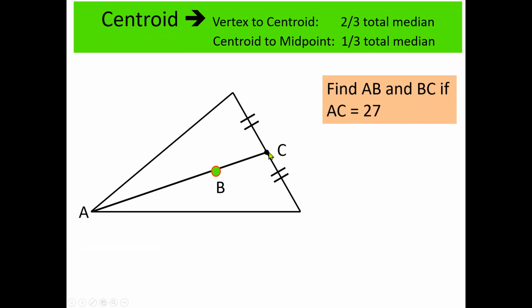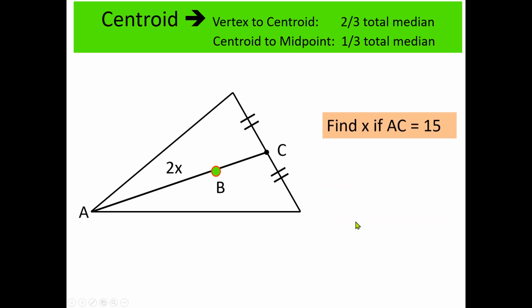Now let's look at this one. AC all the way to here, the whole median is 27. So how would you find the short one, BC? 27 times 1/3. 27 times 1 is 27, divided by 3 is 9. So that one is 9. What do you think this one's going to be? Of course, double. It's going to be 18. If I needed to, I could have said 27 times 2/3 to get that one, but why do it?